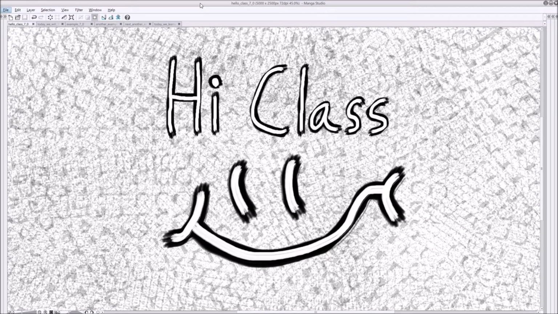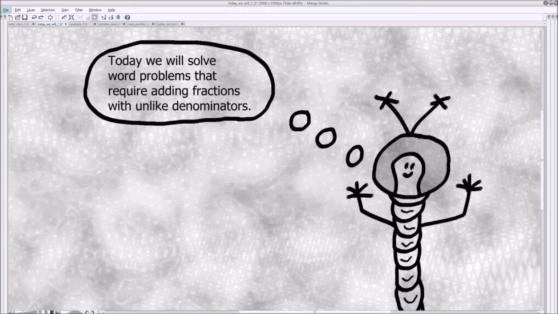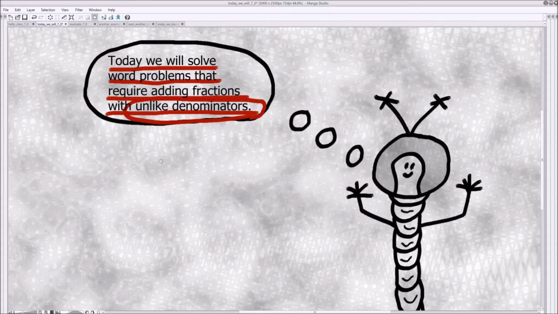Today we're going to be going over some more math involving fractions, so let's get right into it. Today we will solve word problems that require adding fractions with unlike denominators. And when we say unlike denominators, we're referring to the bottom number of a fraction being different.